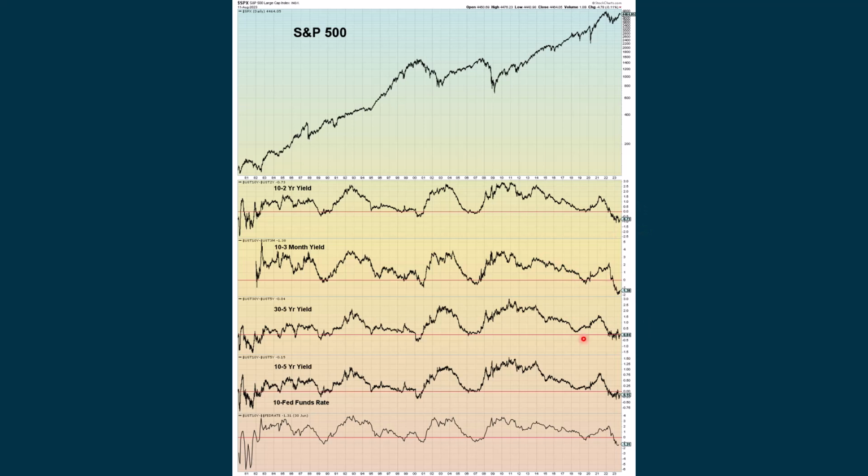That's what the market really focuses on. We had something interesting happen this past week where the 30 to the 5 actually went back to being normal, or after Friday's session, it's now back to being inverted.